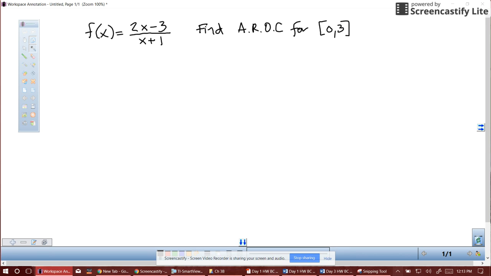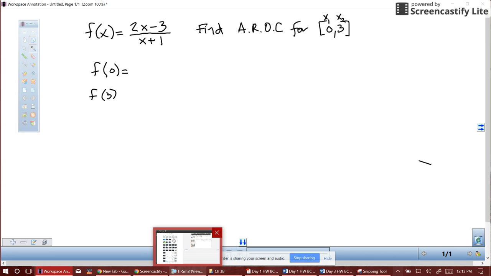All right. So remember that the 0 is your x1 and the 3 is your x2. So I need to figure out f of 0 and I need to figure out f of 3. So if you recall, we're going to figure that out using our calculator.